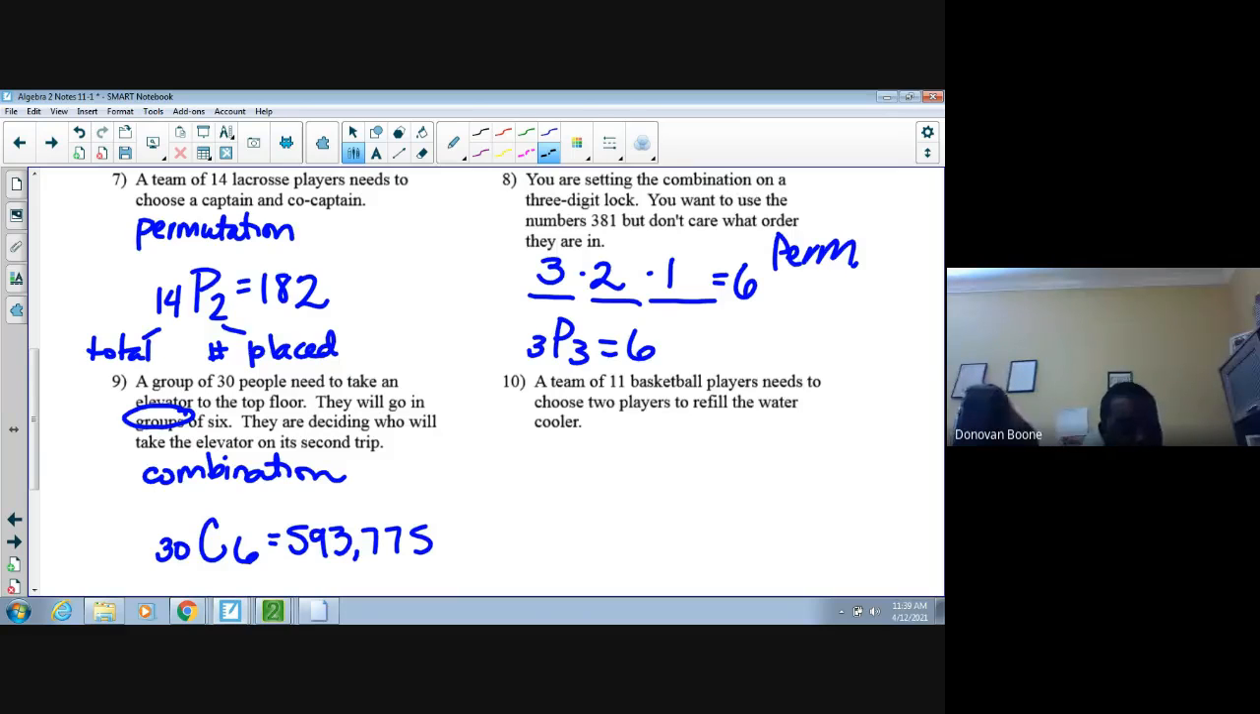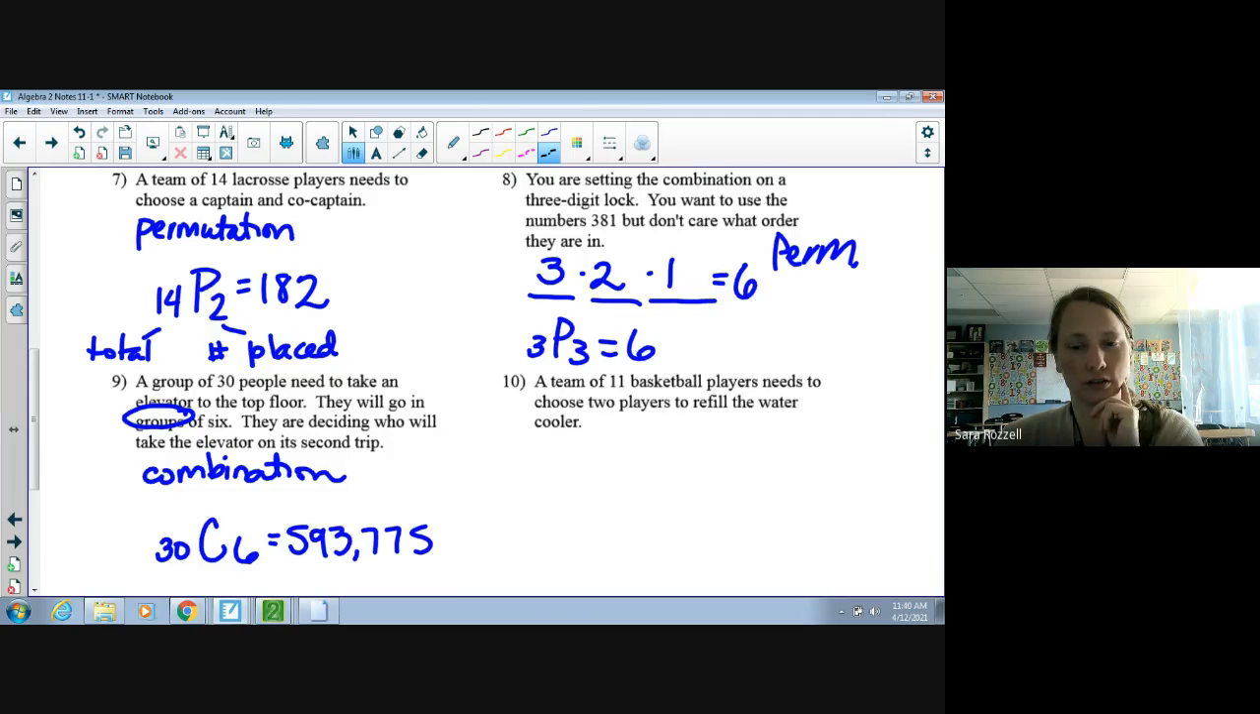Because it just said a team. It didn't say exactly what team. It just said a team, and it said 11 basketball players. And it just said choose two. It didn't say which two. Yeah, you're choosing two, and you're just telling those two to refill the water cooler. It's not like choosing two and then one's going to go first and one's going to go second, and that part's important. You're just choosing two people. Those two people are going together to fill the water cooler.